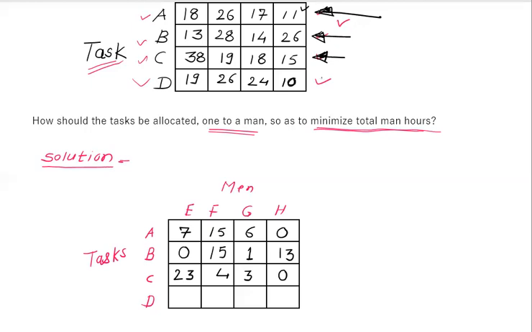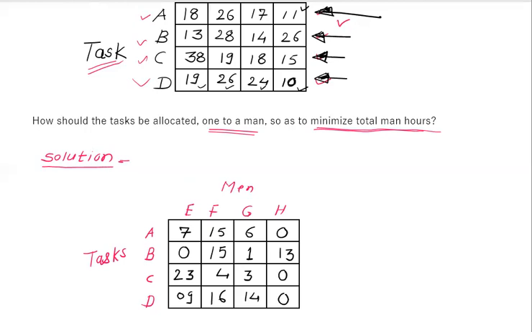Then the fourth row. These are the entries: 19, 26, 24 and 10. Now subtract 10 from all the entries. 19 minus 10 is 9. 26 minus 10 is 16. 24 minus 10 is 14, and 10 minus 10 is 0.